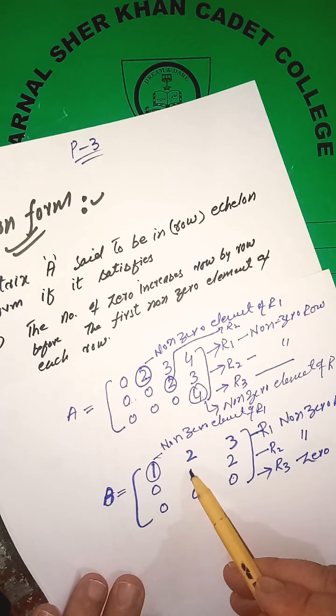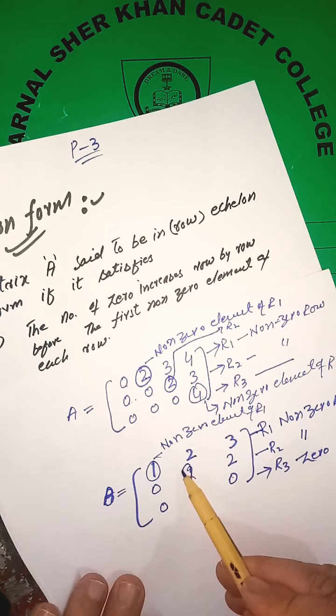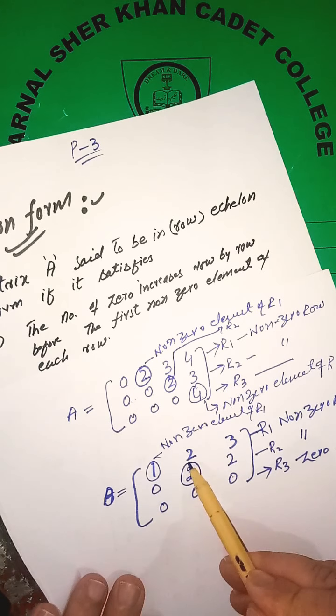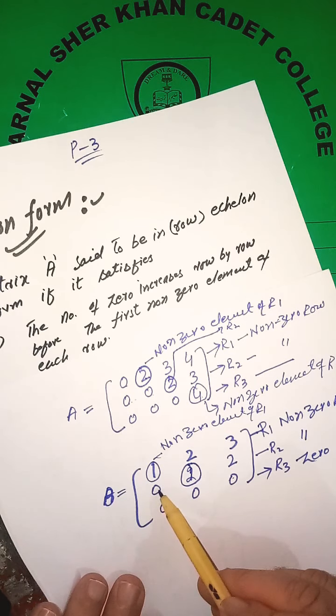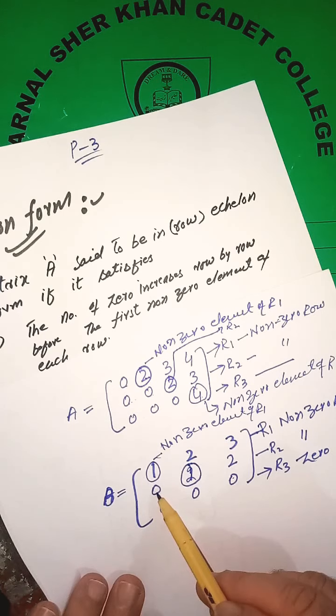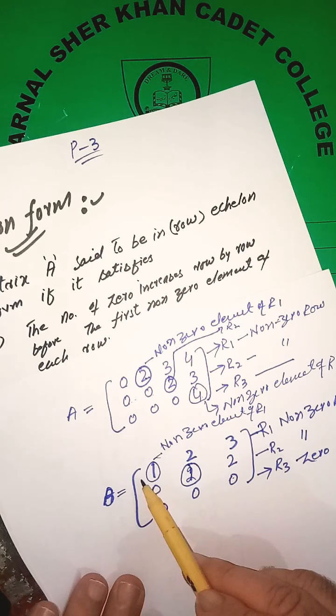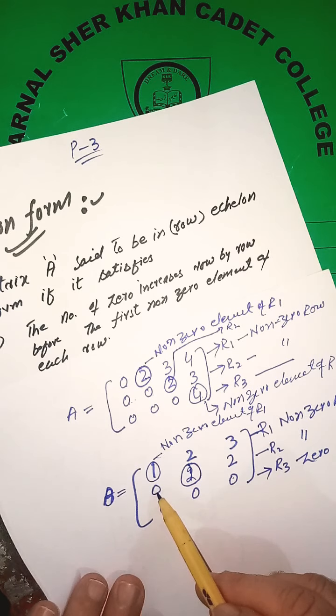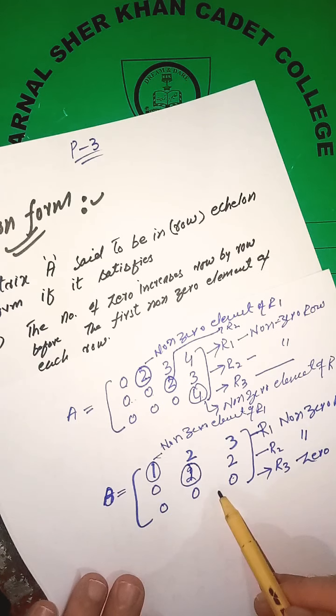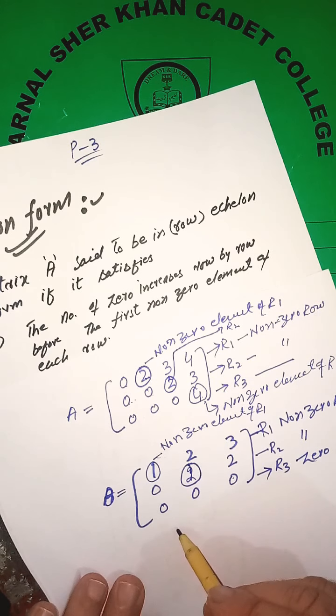Look at the second one. The non-zero element of R2 is 1, and there is only 1 zero. There is no zero in the first row and there is only 1 zero in the second row, so the number of zeros is increasing row by row, and that is a zero row. So that is also echelon form.